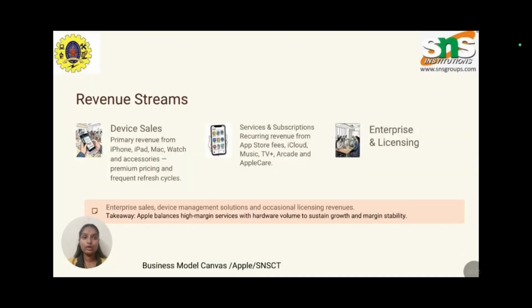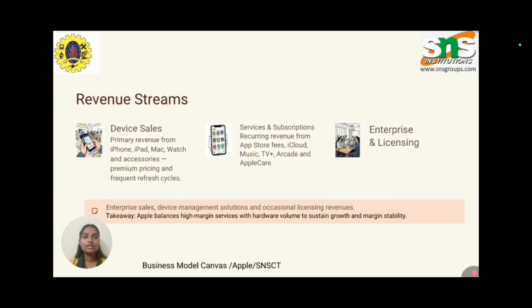Let us look at the revenue streams of the Apple company. They receive revenue in various forms. Firstly comes device sales. They have a variety of devices like iPhone, iPad, Mac, Watch, and accessories, which have premium pricing and frequent refresh cycles. For example, we are getting updated with different variant models of iPhones. Recently, iPhone 17 was released. Earlier there were 16 and 15, and in these they have Pro and Pro Max variants, which cost different amounts and also have different features.